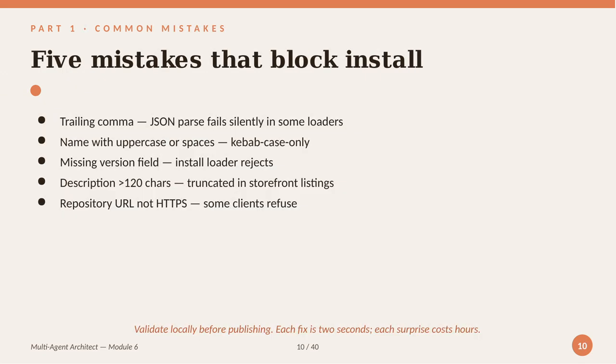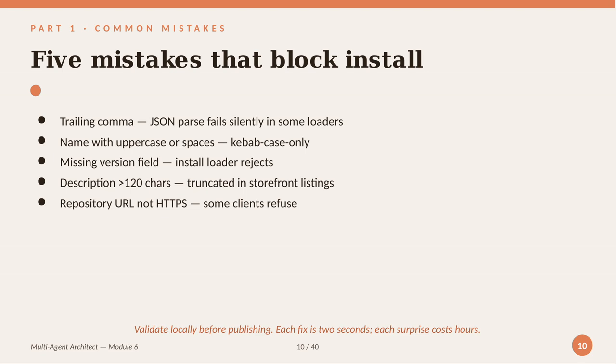Five common manifest mistakes. Each one fails the install, sometimes loudly, sometimes silently. Number one: trailing comma in the JSON. Some loaders parse it, some reject it. The ones that reject it produce a generic error like "invalid manifest" with no clue about the comma.